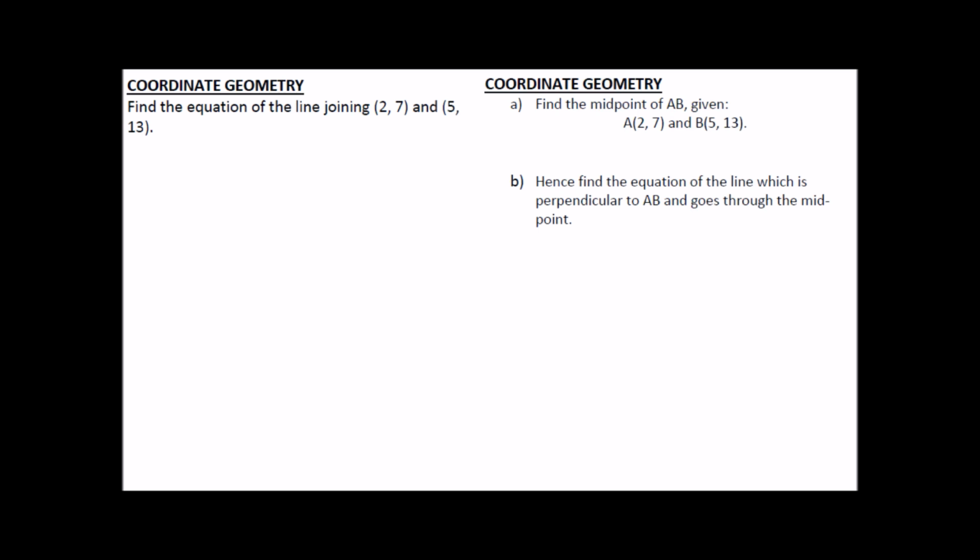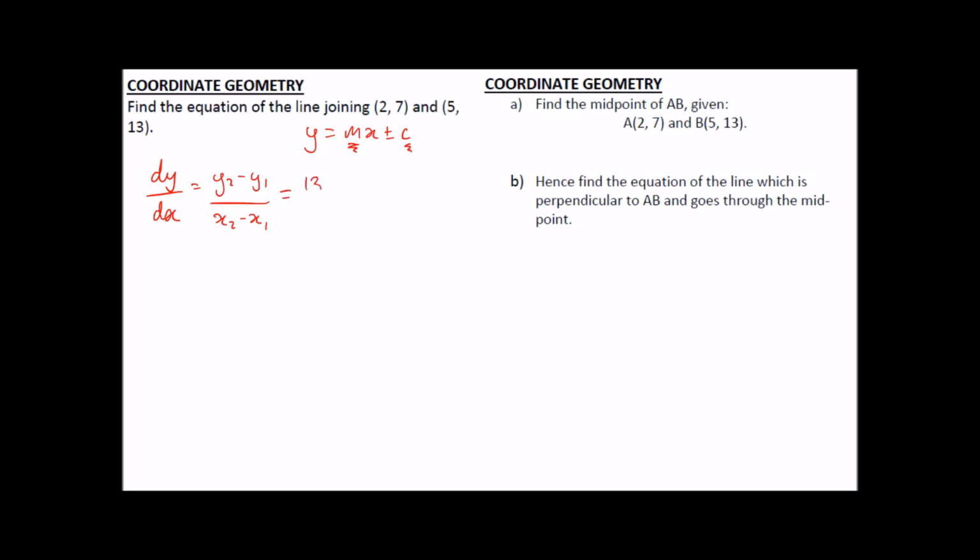Coordinate geometry. So this is where we're finding equations of lines, etc. with coordinates. So it says find the equation of a line joining (2, 7) and (5, 13). The first thing we need to know is the general form of a straight line is y equals mx plus or minus c, where m is the gradient and c is the y-intercept. So the first thing I'm going to work out is the gradient. The gradient is given by the difference in y divided by the difference in x. You might have seen that written as y2 minus y1 over x2 minus x1.